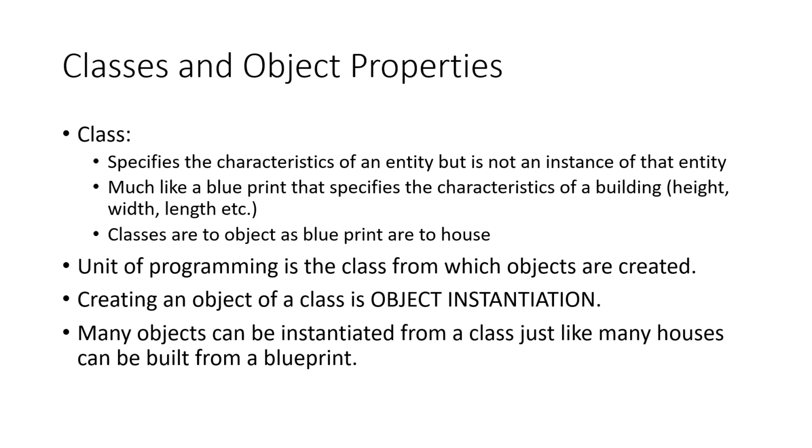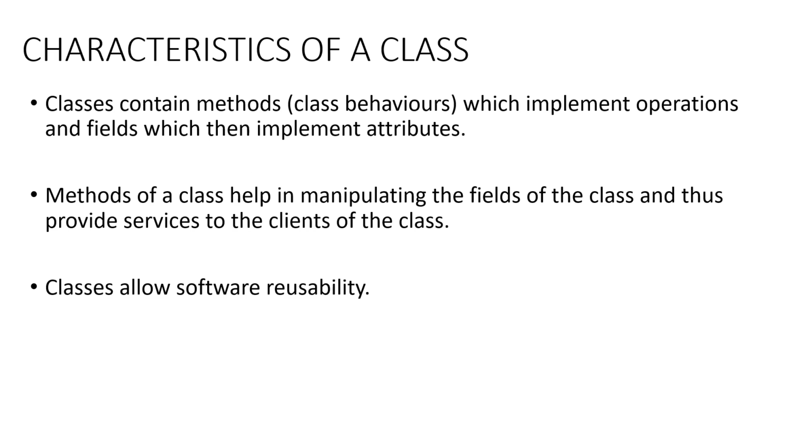We also say the unit of programming is the class from which objects are created. Then we have what we call object instantiation. What does that mean? Object instantiation is creating an object of a class. Many objects can be instantiated from a class, just like many houses can be built from a blueprint. When you have a blueprint of a house, you can use that blueprint to build so many houses. The same way, many objects can be instantiated from a class. We'll still go in depth into this as we move on.